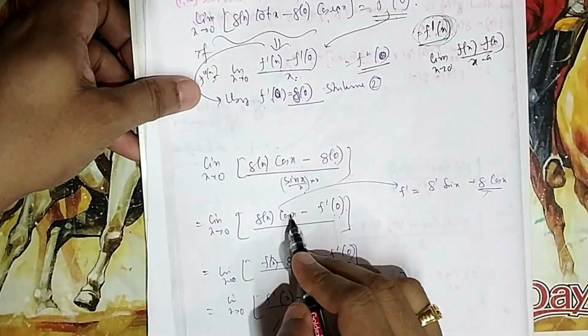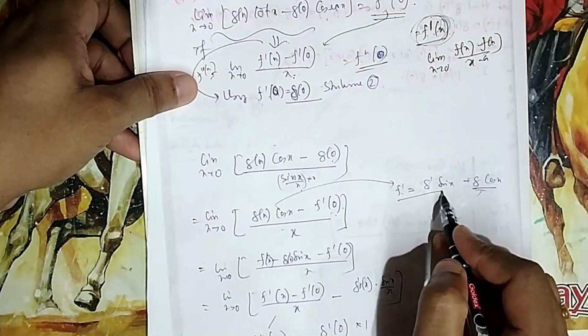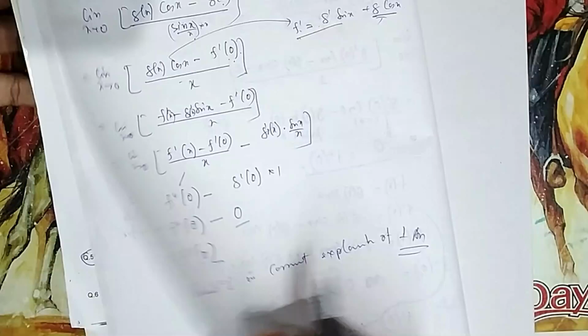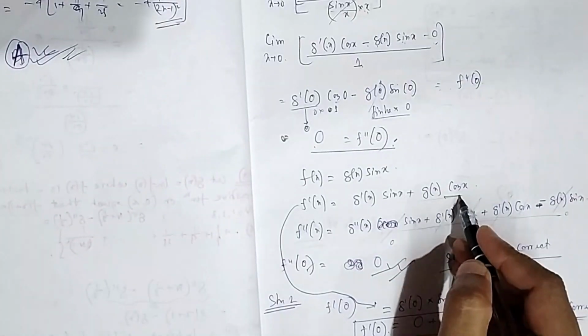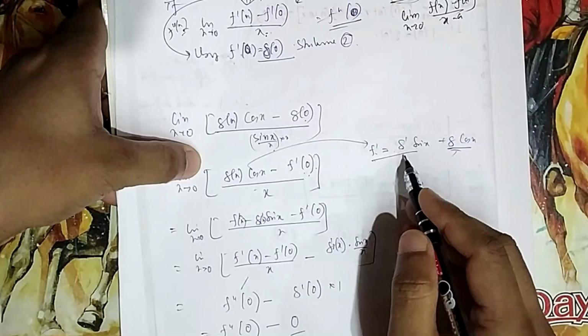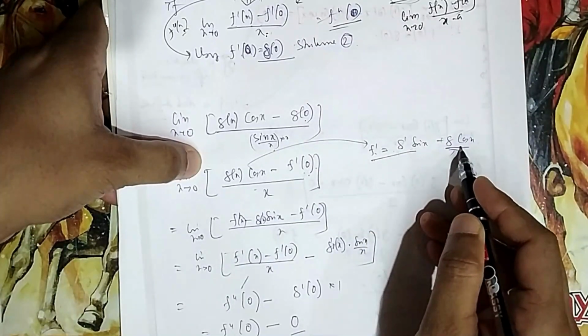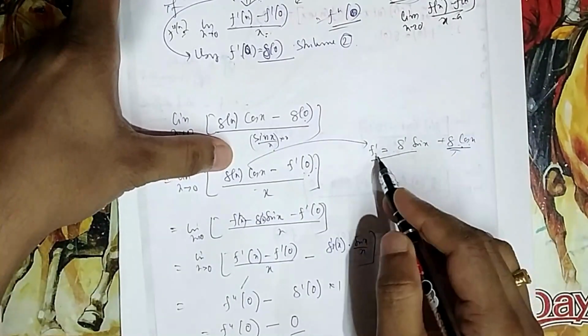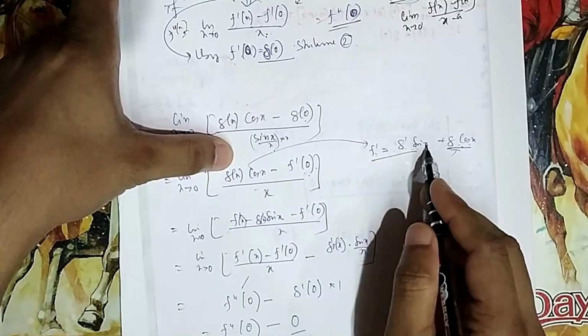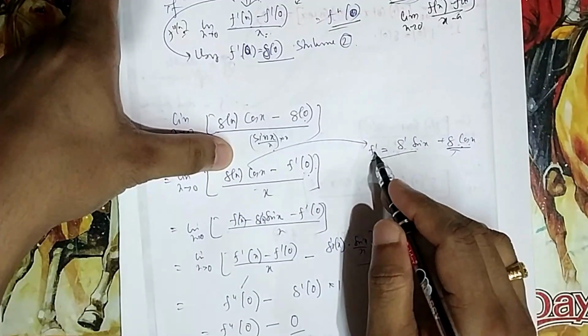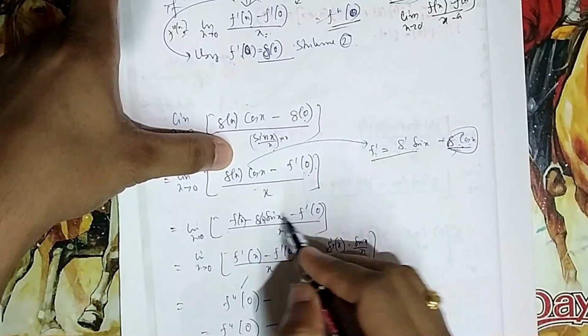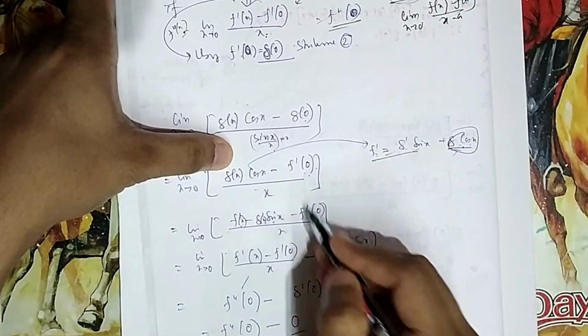Now g x cos x, what is g x cos x? That is f dash x. You see f dash x, what is f dash x? It is g x cos x and then g dash sin x. So what will be g dash x and then g cos x? It will be f dash minus g dash sin x. So I have calculated this one from this. So this minus this I am using.